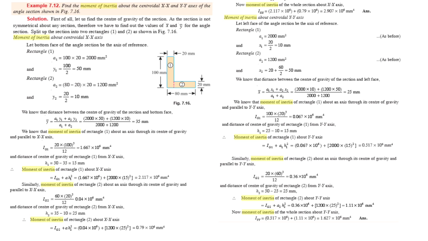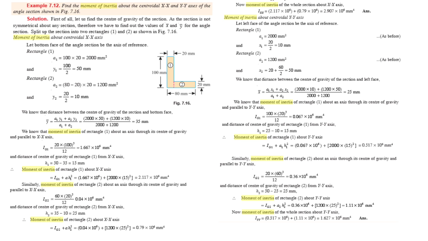Distance of center of gravity of rectangle section 1 from the y axis, h1, is equal to x bar minus x1, which is 25 mm minus 10 mm, equal to 15 mm. Moment of inertia of rectangle section 1 about the y axis is equal to Ig1 plus a1 h1 square, which is 0.067 × 10⁶ plus area 2000 into h1 square, 15 square, equal to 0.517 × 10⁶ mm⁴.